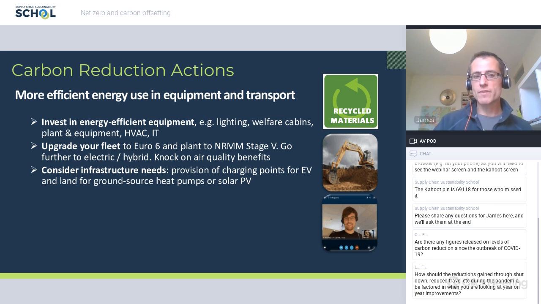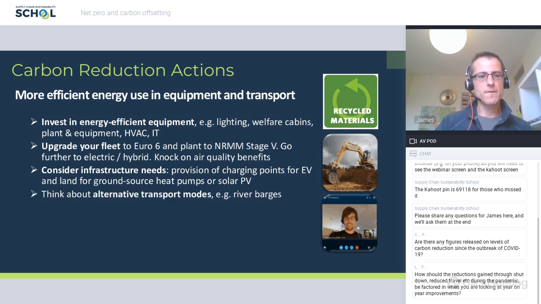To do that, you need to consider some of the infrastructure needs. If you're going to use EV vehicles, you're going to need charging points. So there's an investment in that as well, and making sure you've got the right land space for it. And then just thinking about alternative modes of transport.